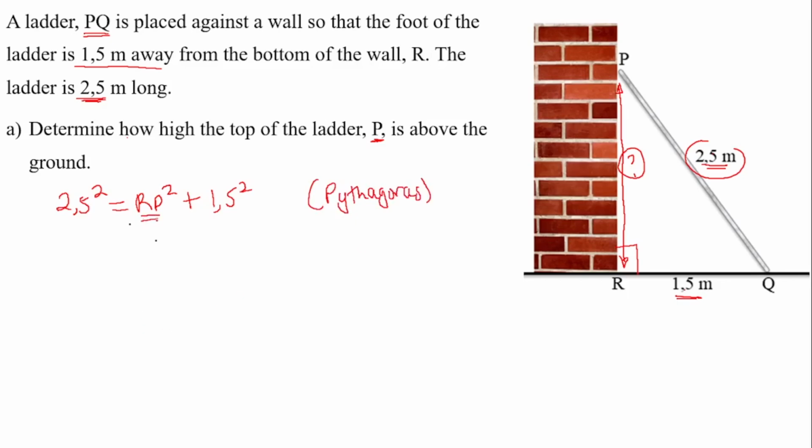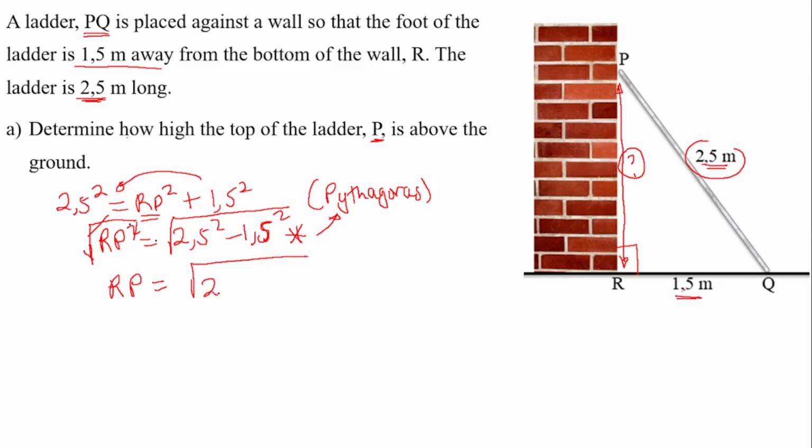All right, we want to find RP squared, so we can subtract 1.5 squared from both sides of the equation, and then we'll remain with RP squared is equal to 2.5 squared minus 1.5 squared. Remember, I said you can also start with this step and then you write your reason Pythagoras. Still okay, right? And then what we do next, we square root both sides. The square root and the square cancel each other out, isn't it? Then remain with RP is equal to the square root of 2.5 squared minus 1.5 squared.